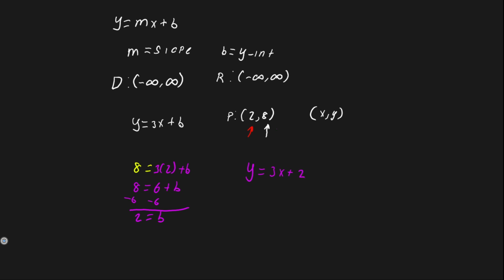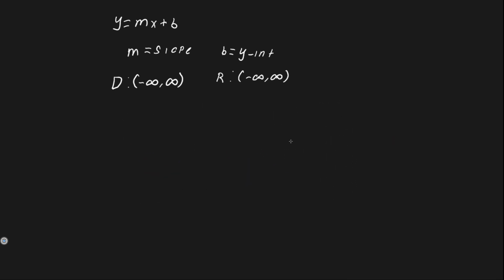And it's true because if we go ahead and plug in 2 for x, we get 6 plus 2, which is equal to 8. So that does indeed tell us that this is our correct equation, because if we plug in 2 for x, we're going to get 8 for y. And that is going to be that for that example.